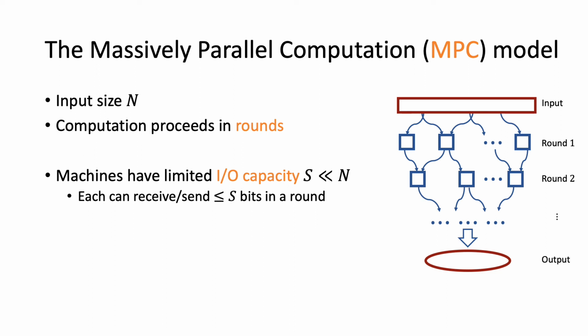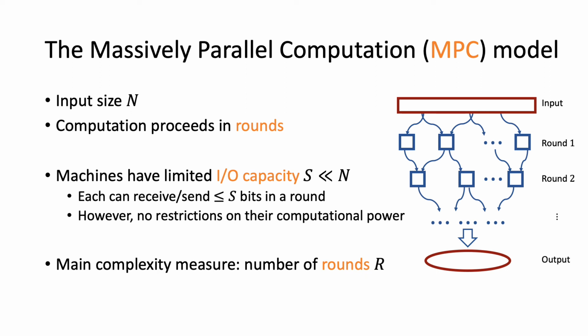The key restriction of MPC is that the machines have limited I/O capacity S, in the sense that each machine can only receive or send at most S bits of information in each round. Here we think of S as being much smaller than the input size n. However, the MPC model, as a theoretical model, does not place any restrictions on the computational power of the machines. In other words, the output of each machine in each round can be an arbitrary function on the input messages. The main complexity measure in MPC is the number of rounds it takes to finish the computation. That is, MPC focuses on the communication cost instead of the internal computation cost of the machines. In this talk, we will particularly focus on lower bounds on the round complexity.